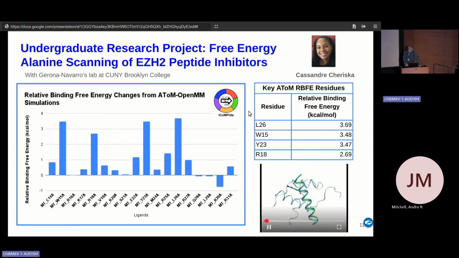I wanted to mention this because this is an undergrad research program. This undergraduate, Cassandra, ran our code to optimize peptide binding to EZH2 for cancer research. And she said, I did the calculation. What, you're sure? Because protein-protein RBFE is pretty advanced.